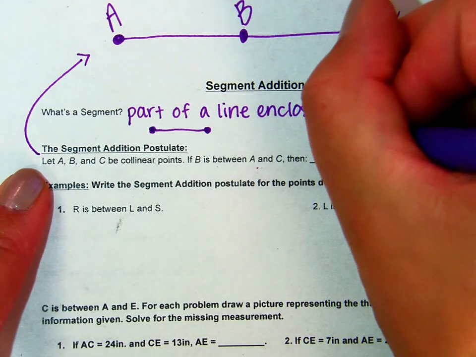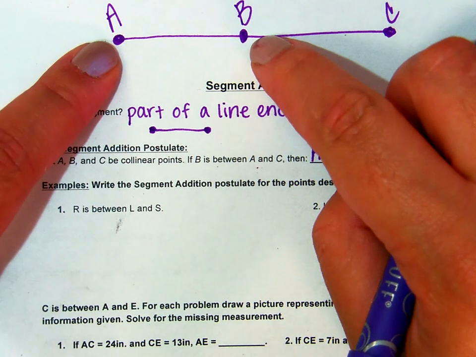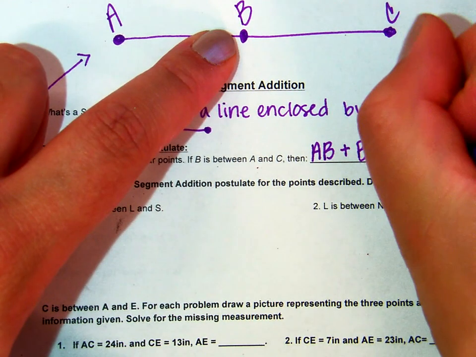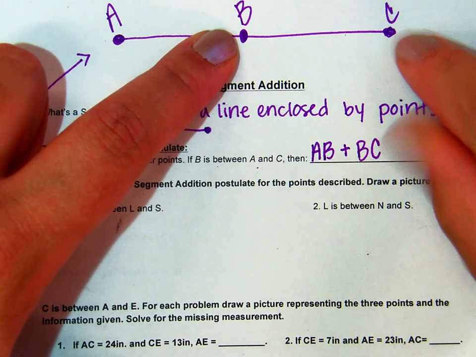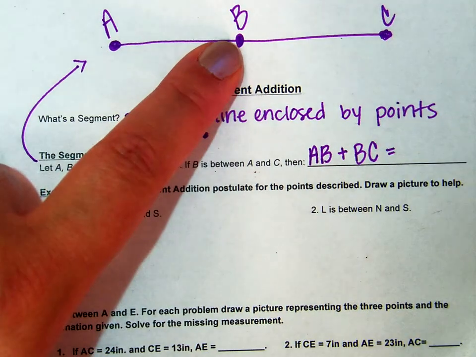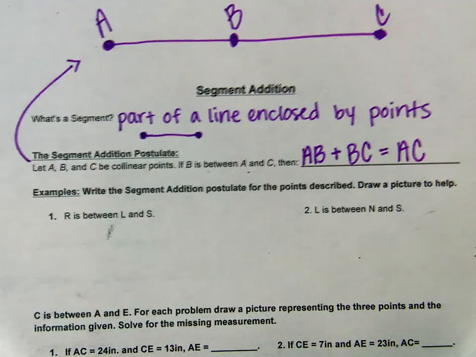If I know what AB equals, and I know what BC equals, then if I add those two parts of the segment together, I know what AC equals, the whole entire segment. Okay?